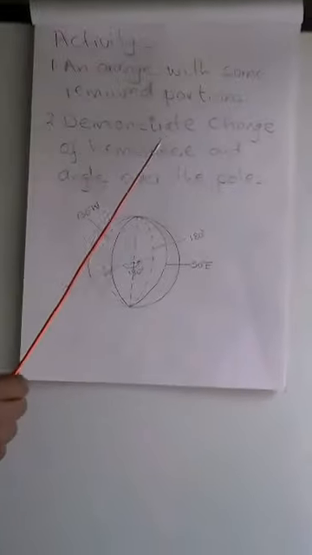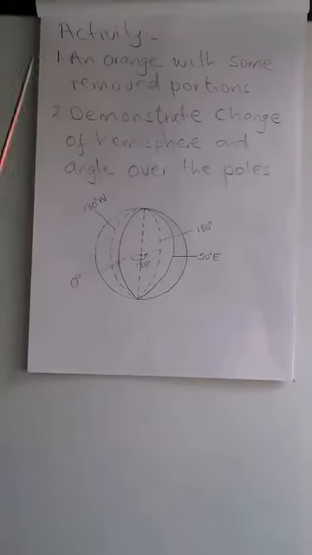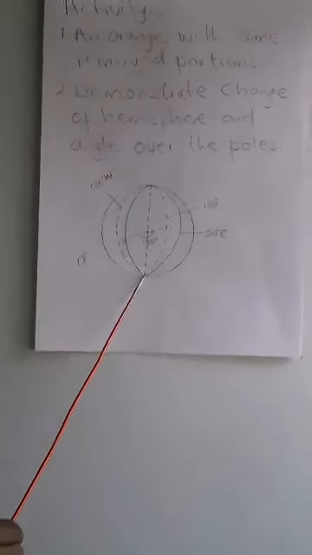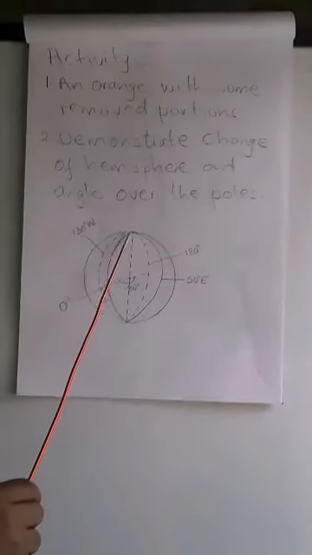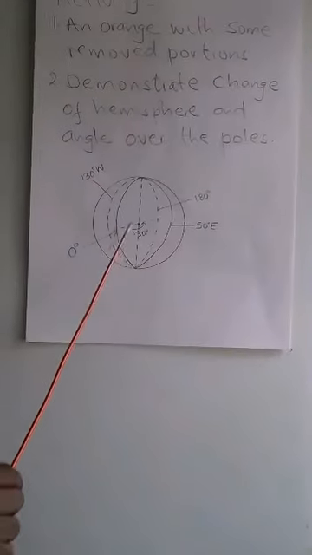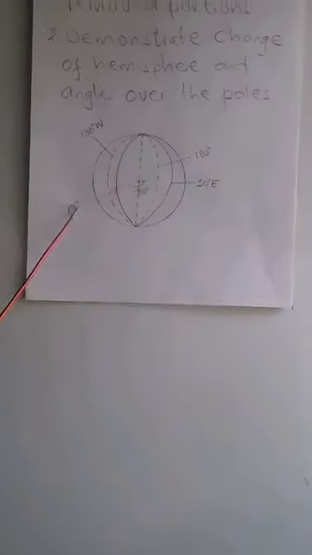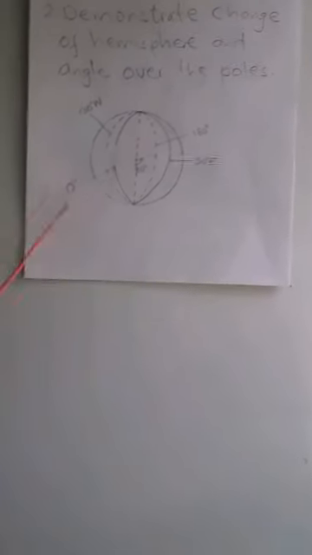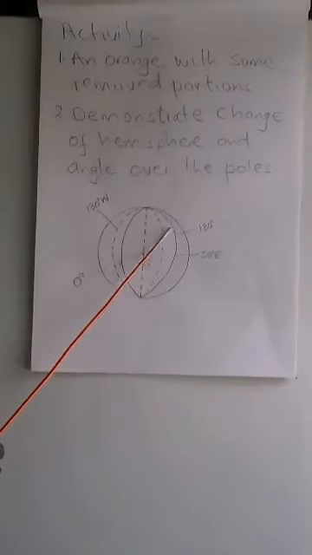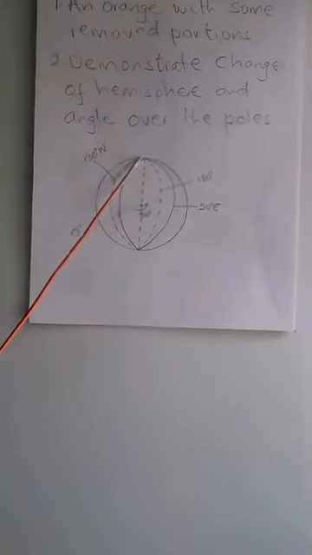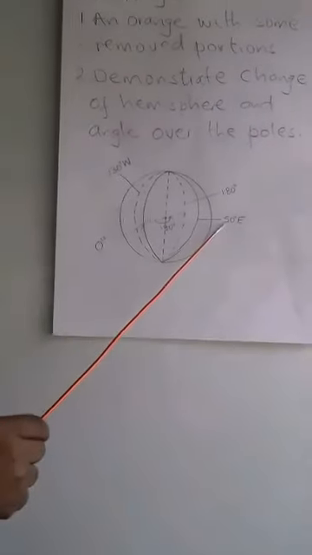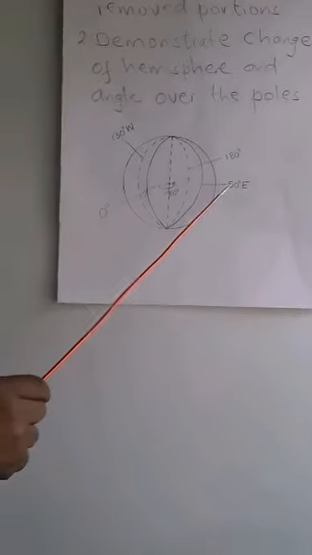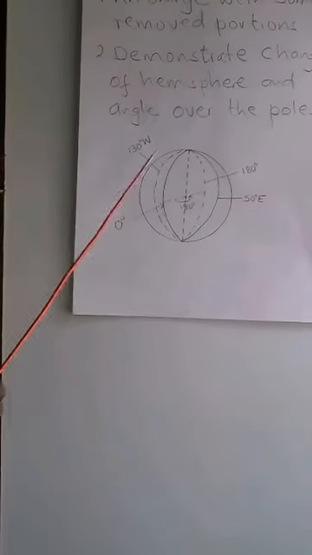There's something else to note: change of hemisphere and angle over the poles. Now, if you look at this longitude 0 degrees, it continues to the other side. When it is on the other side of the sphere, it is no longer 0 degrees. It is its supplement. The supplement of 0 degrees is 180 degrees. If you consider this 50 degrees east, when it goes to the other side of the sphere, it is no longer 50 degrees. Now it becomes the supplement of 50 degrees, which is 130.